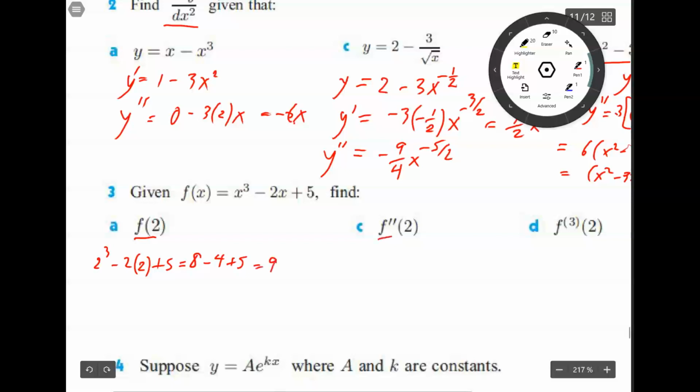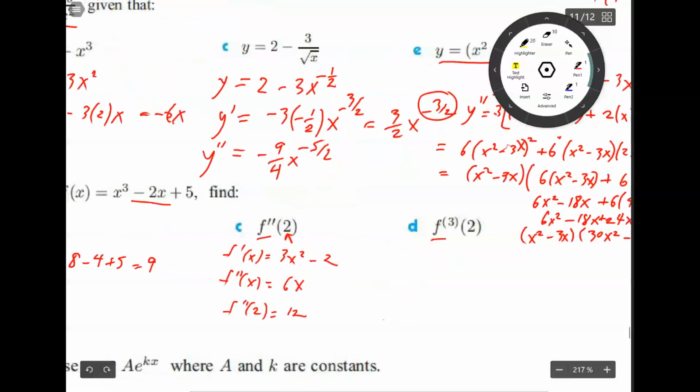So that's 9, right? So f double dash of 2 means that we're going to take 2 derivatives of this. So the first derivative is 3x squared minus 2. And then the second derivative is 6x. And then we're going to put 2 in for x. So f double dash of 2 is equal to 6 times 2, which is 12.